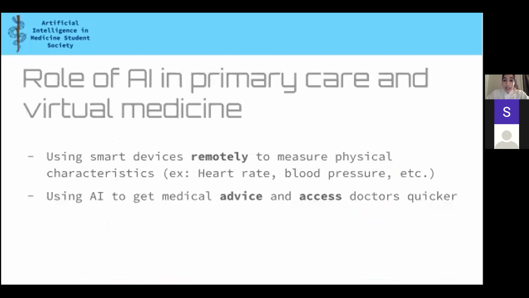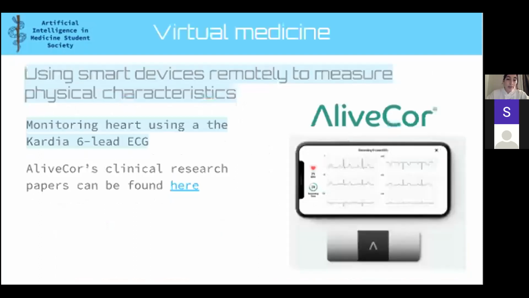Smart tools that use AI are starting to become better recognized in the field of primary care, especially in virtual medicine, because these tools can allow patients to record their own data in the comforts of their own home, and they can also alert them on new patterns. They can get medical advice from them, and they can access physicians quicker this way.